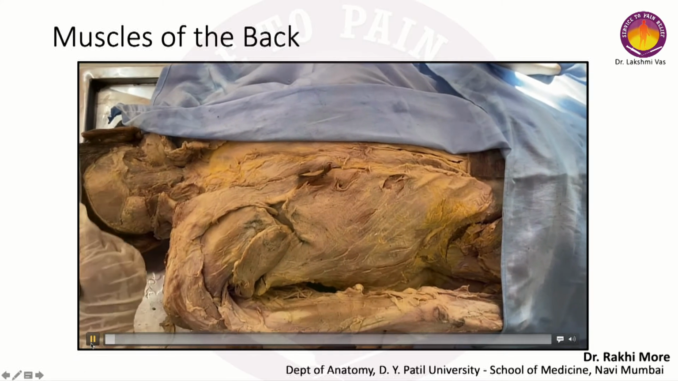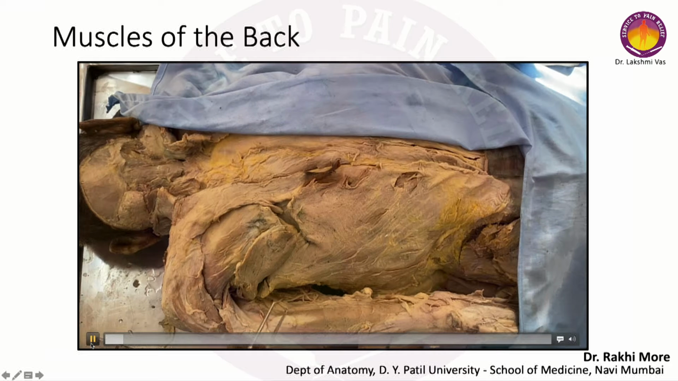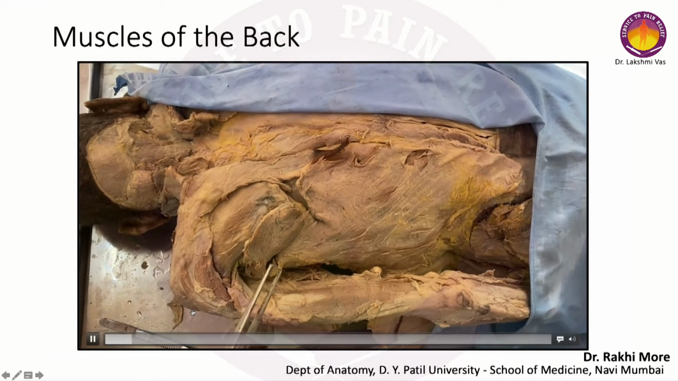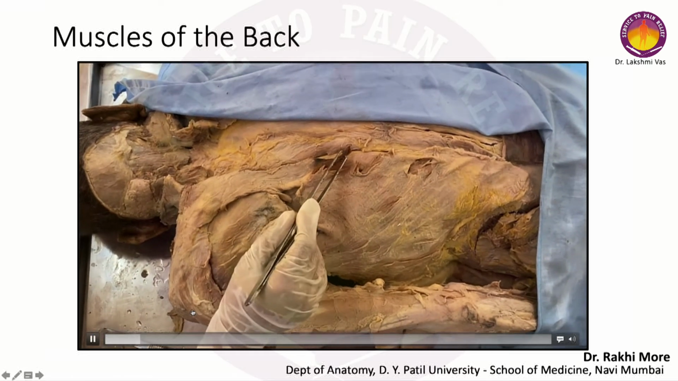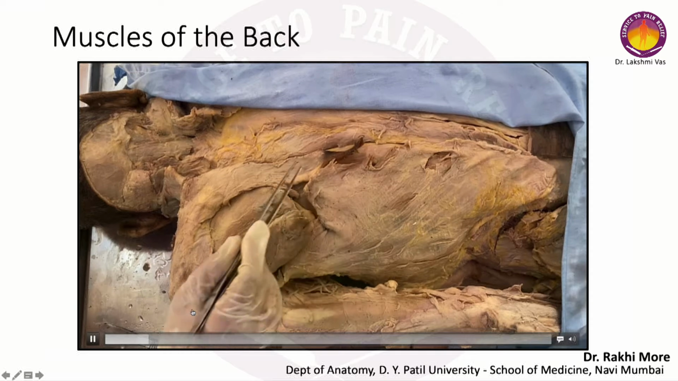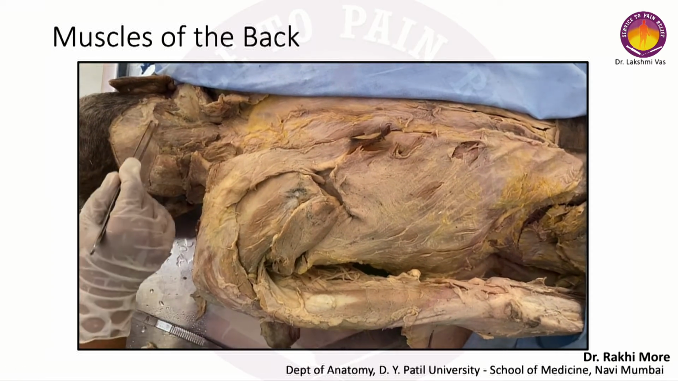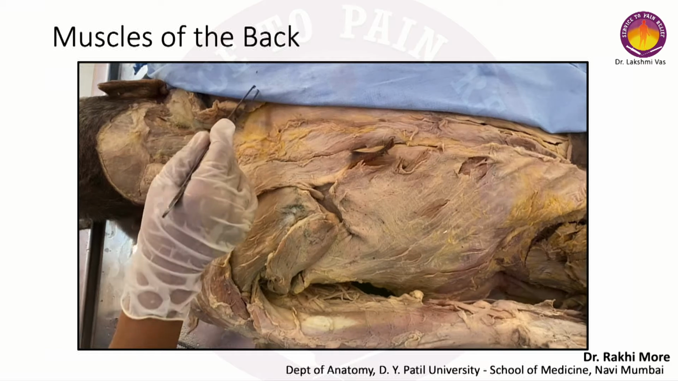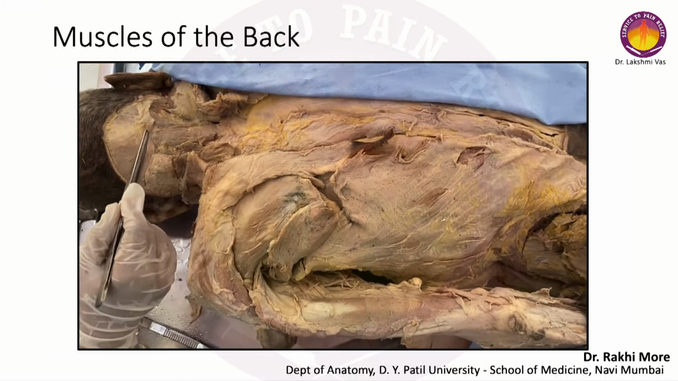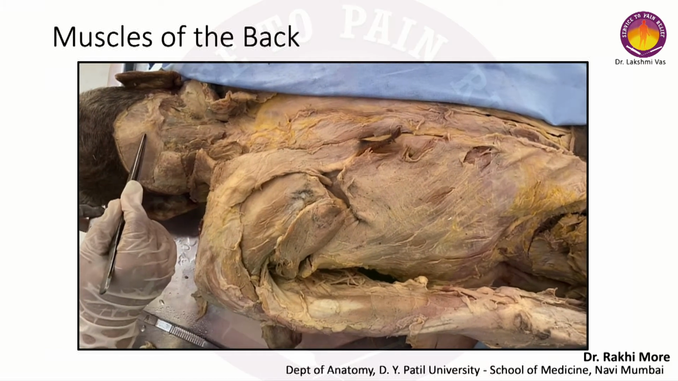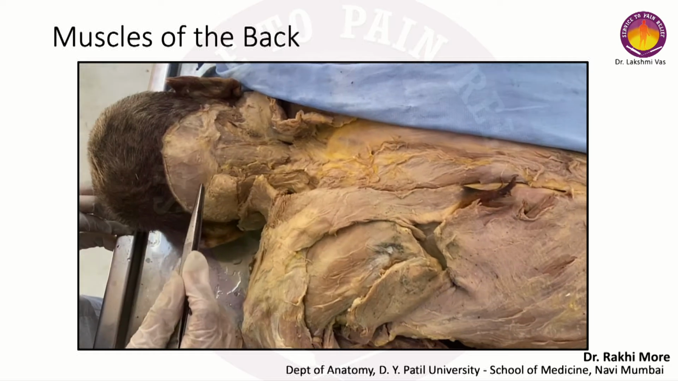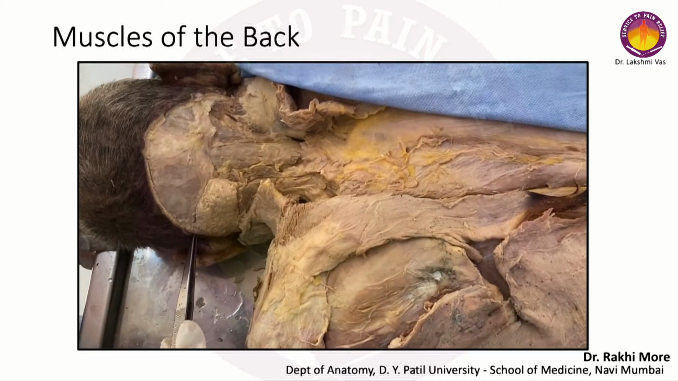This is the dissected back. The two muscles which we see in the superficial compartment are the trapezius. We can see this is the trapezius muscle. It forms a trapezoid shape when the muscles of the two sides are seen together. Extends right from the external occipital protuberance to the superior nuchal line.